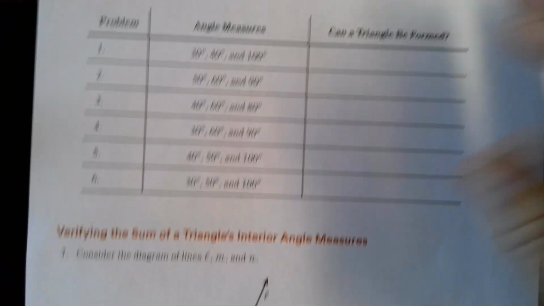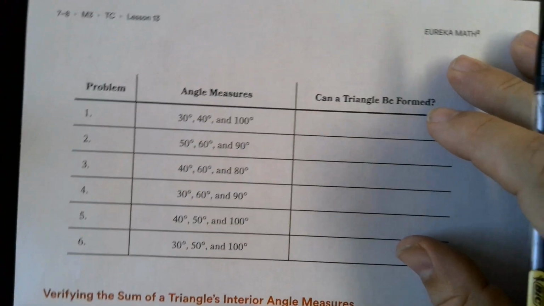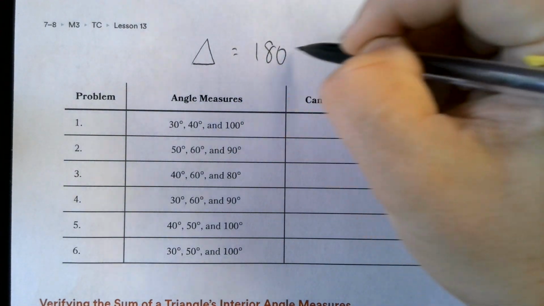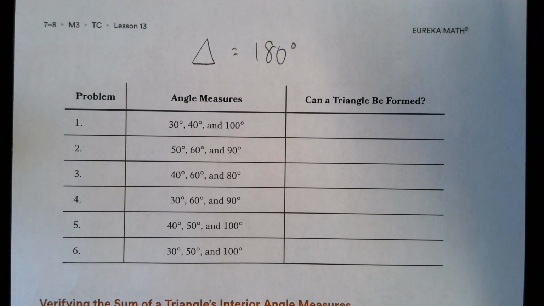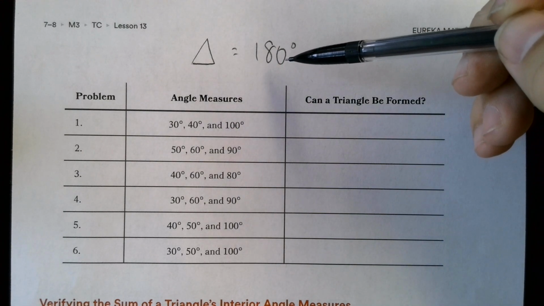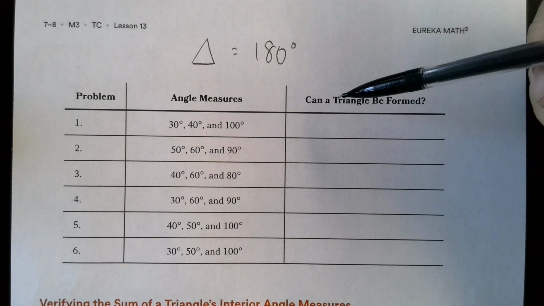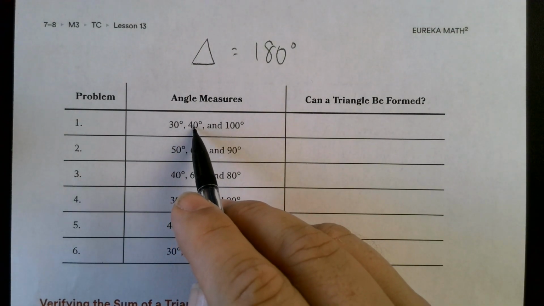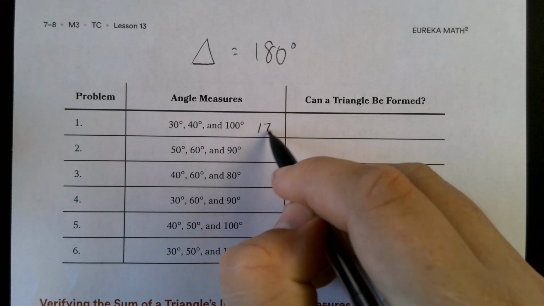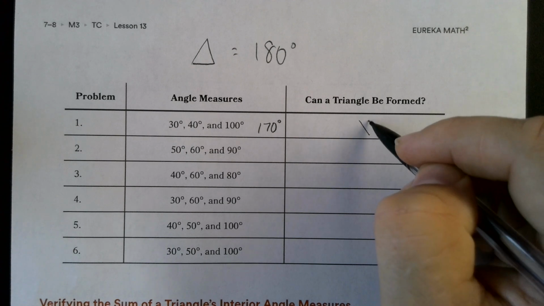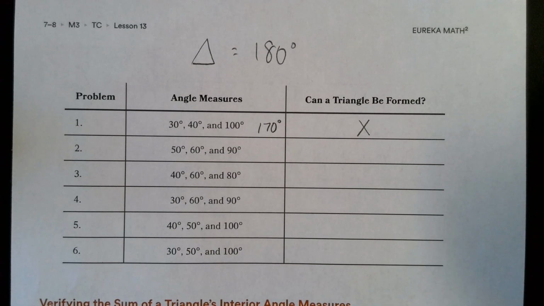Go ahead and flip to questions 1 through 6 on the next page. A triangle has 180 degrees. So if we add up the angle measurements and we don't get 180 degrees, we cannot make a triangle with that. In this case, I have 30 plus 40 plus 100, which makes 170 degrees. Not going to be able to make a triangle.